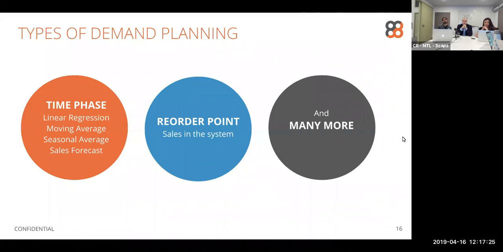Now, moving average is a bit different. It does still take your previous demand, but it averages it out and projects it down the line. So you're going to have the same projection for the future for every month or every week, depending on how you're doing your demand planning. Seasonal is self-explanatory.